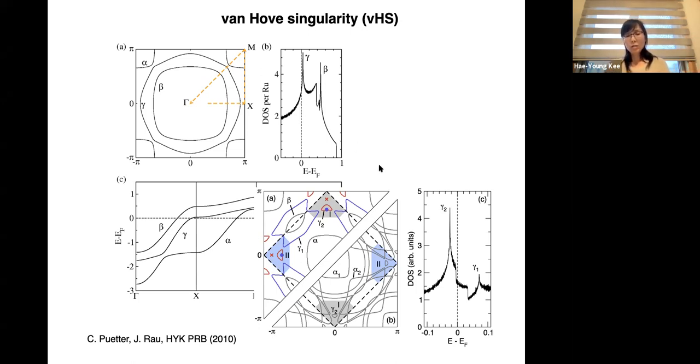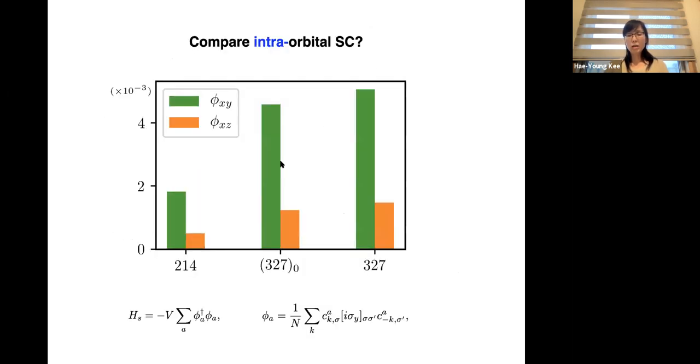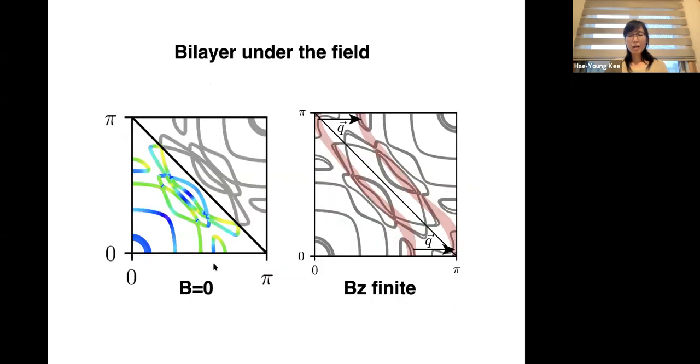Now, the Van Hove singularities play an important role here, not for the interorbital superconductor, but for the field-induced spin density wave. So now, the bilayer under the field, remember that it has the Van Hove singularities in here, and they are very close to the Fermi surface, which are related to these little gamma pockets here. And this is where B is 0.